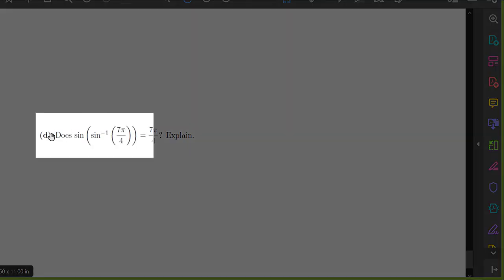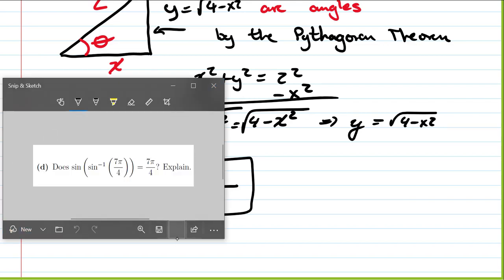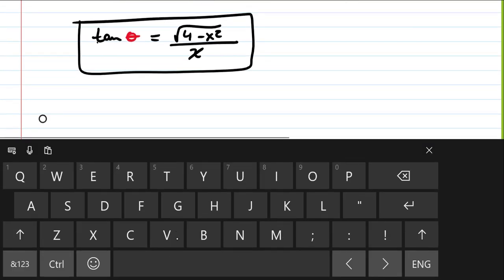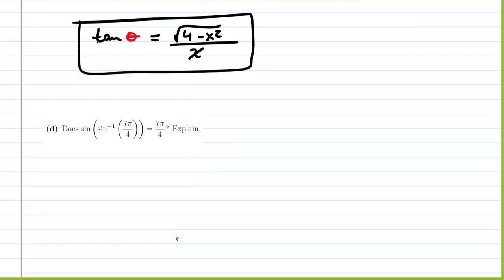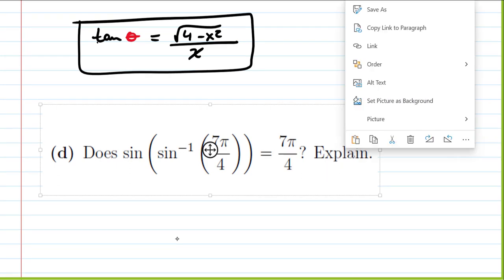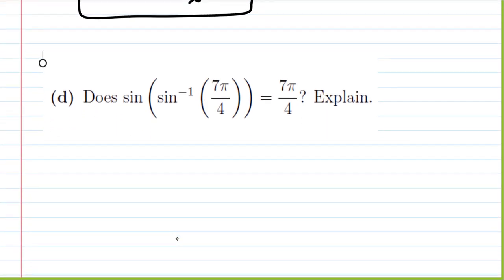Well, this is our last question from the review. Does the sine of the sine inverse of 7 pi over 4 equal 7 pi over 4? Explain. So we might think that since they're inverses, these two things just cancel out, and then we would get just 7 pi over 4, because those two things reduce out.